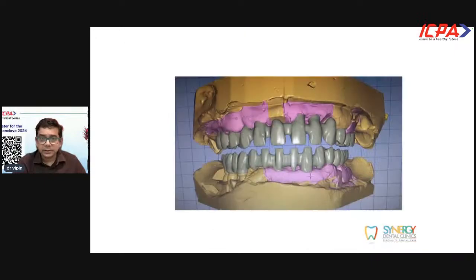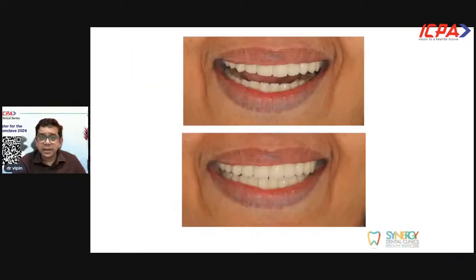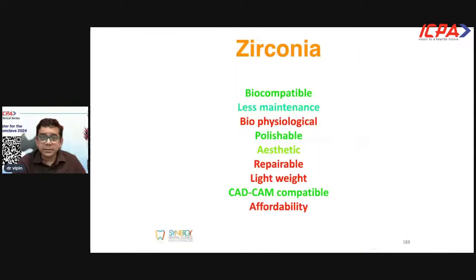Another full mouth zirconia case, everything planned on exocad and delivered in the patient's mouth, right? So zirconia is my material of choice for full mouth cases nowadays.